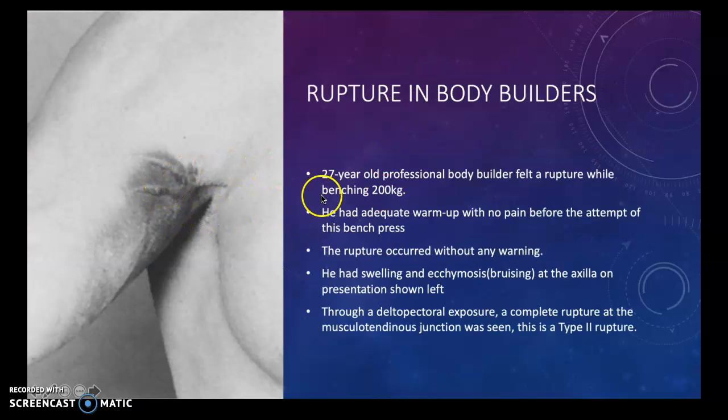So this is a bodybuilder who had a type 2 rupture. You can see here he has some swelling and ecchymosis at the axilla. And the rupture did occur without any warning, even though he had an adequate warm-up with no pain before the attempt of this bench press. And it was a pretty impressive bench press at 200 kg. He was only 27 years old.